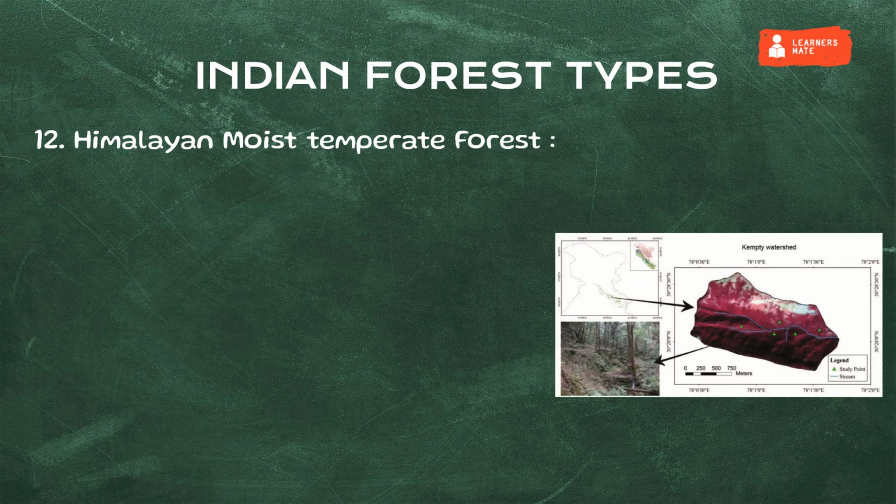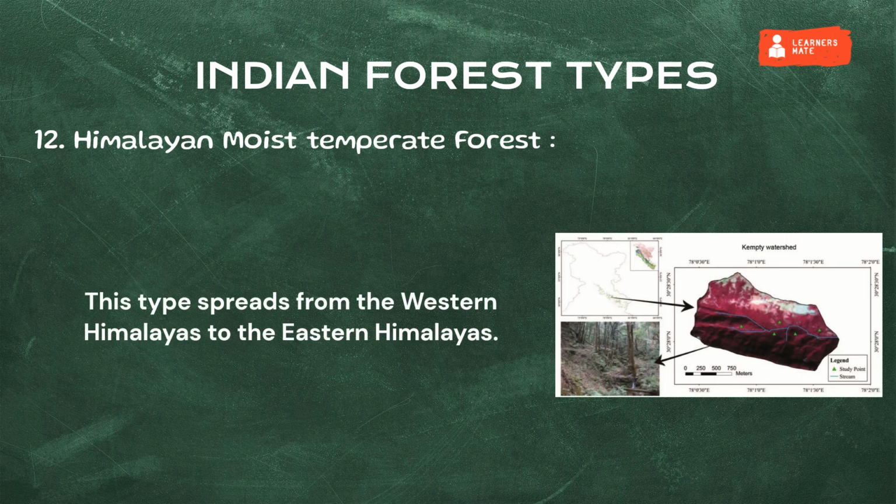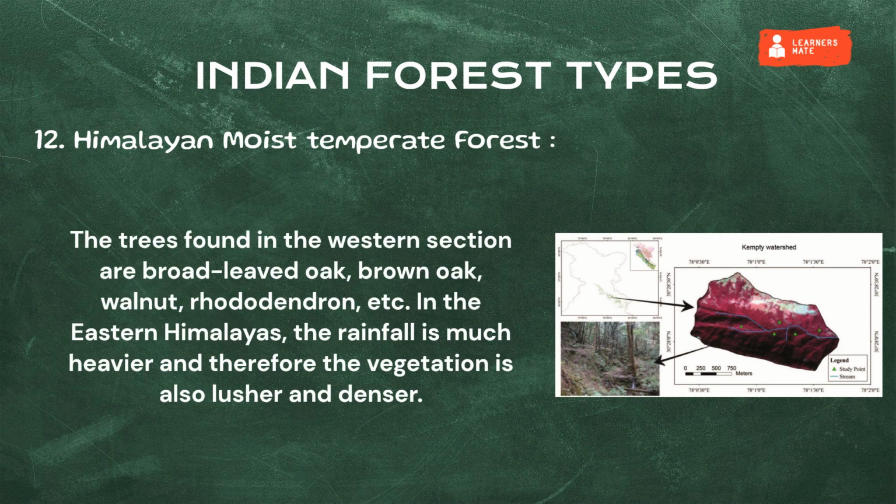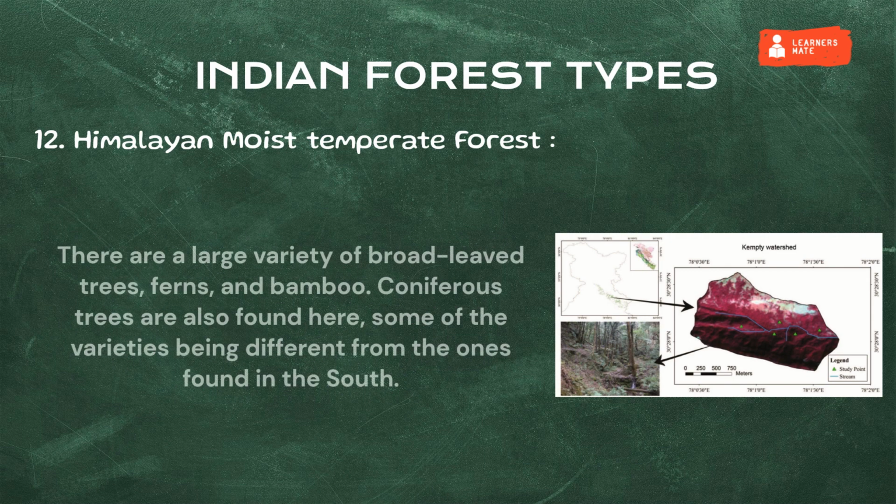Himalayan moist temperate forest. This type of forest spreads from the western Himalaya to the eastern Himalaya. The trees found in the western section are broad-leaved oak, brown oak, walnut, rhododendron, etc. In the eastern Himalaya, the rainfall is much heavier and therefore the vegetation is also lush and denser. There is a large variety of broad-leaved trees, ferns and bamboo. Coniferous trees are also found here, some of the variation being different from the ones found in the south.